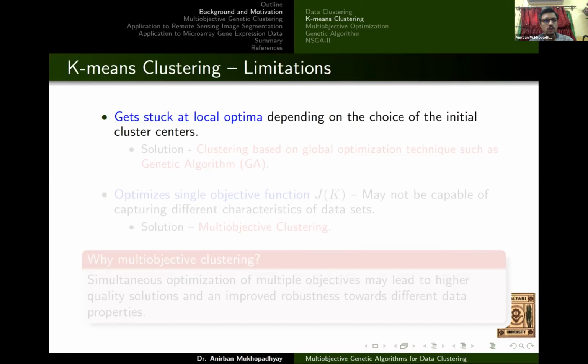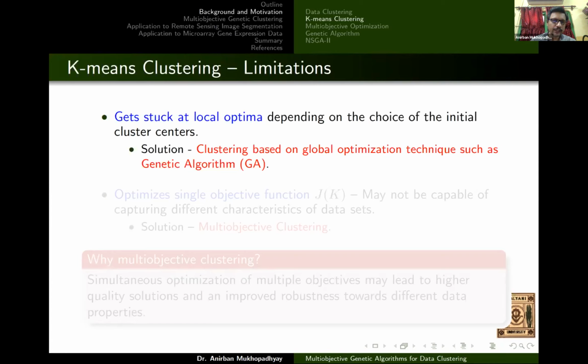So this problem can be solved. Many people have solved this using a genetic algorithm, because a genetic algorithm is a randomized search technique which is known to give at least near global optimal results. It is a very robust algorithm which tries to give the near global optimal solution. When we put k-means into a genetic algorithm, so that the k-means updation is done using the genetic algorithm, this problem of getting stuck in local optima in a particular run is more or less removed.